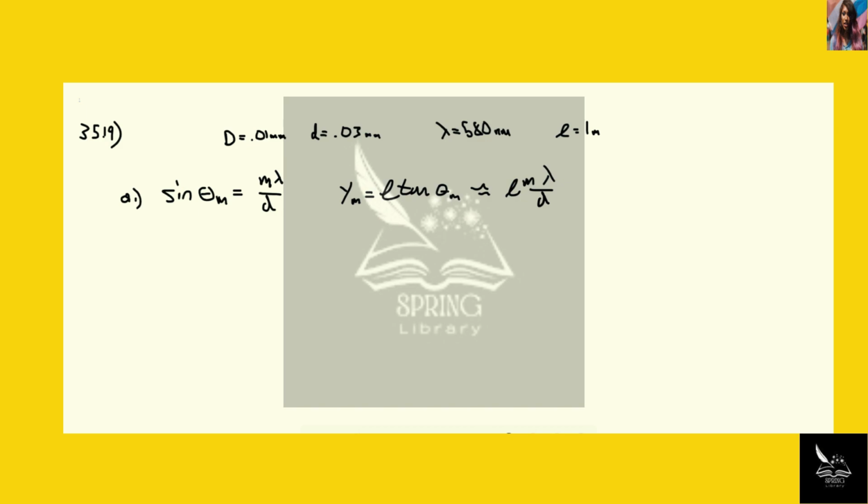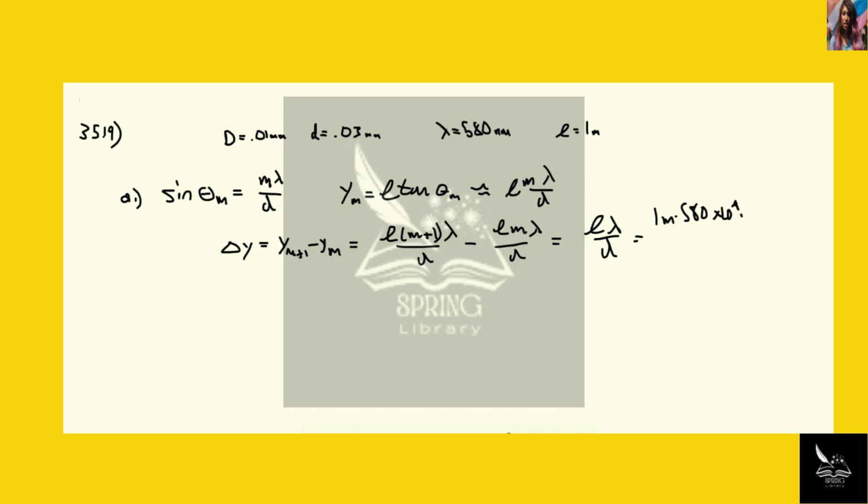So for small angles now, we can say that delta y, which we can call y m plus 1 minus y m, is given as L (m plus 1) lambda over d minus L m lambda over d. What this comes out to is L lambda over d. So we can just plug that in, and L is 1 meter. Lambda was 580 times 10 to the negative 9 meters, and our d is 0.03 times 10 to the negative 3 meters.